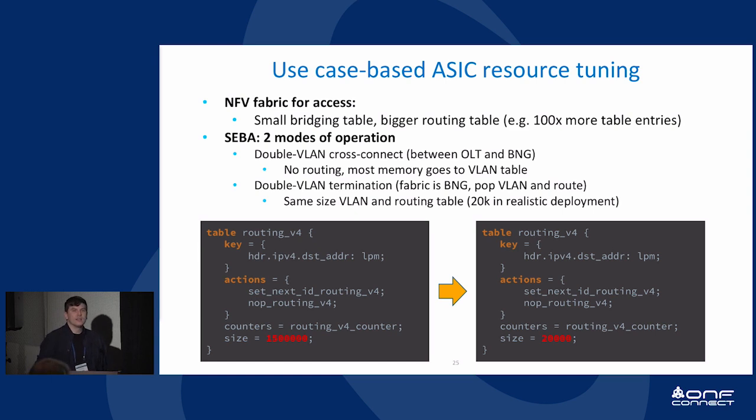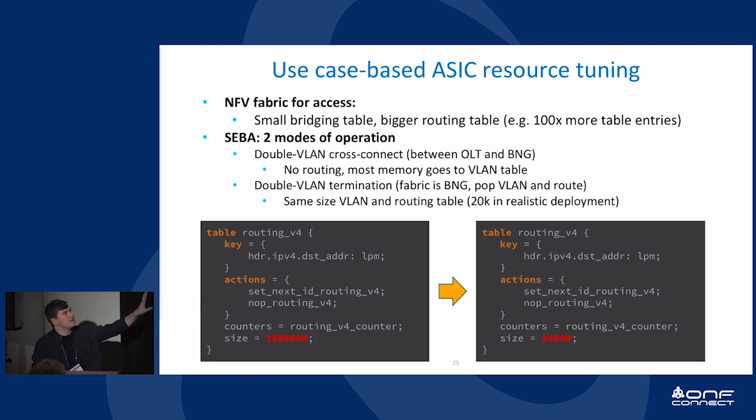Another interesting benefit of P4 when it comes to Trellis is that we use Trellis in different use cases. We have NFV Fabric for access. We also have SEBA. In the first case, we prefer to have a small bridging table, but dedicate more memory to the routing part. In this case, 100 times more entries than bridging. Then we have SEBA that works in 2 different modes. We can have double VLAN cross connect or double VLAN termination.